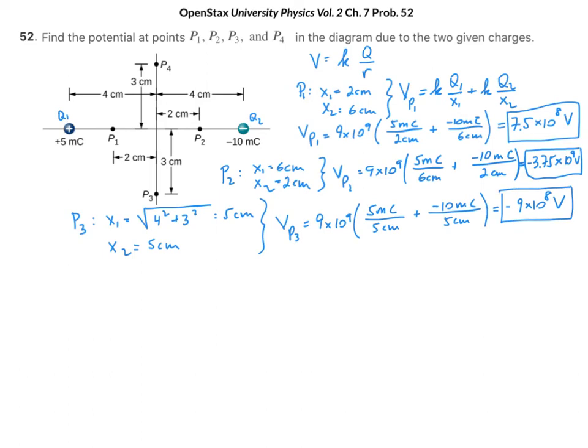Now for P4, the last one, we want a distance from Q1 to P4 and from Q2 to P4. And again, this is 4, that is 3, that makes it 5. This is 4, that is 3, so this is also 5, which means that the potential at P3 is the same as the potential at P4, and that's negative 9 times 10 to the 8th volts.